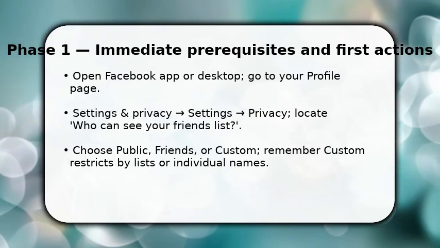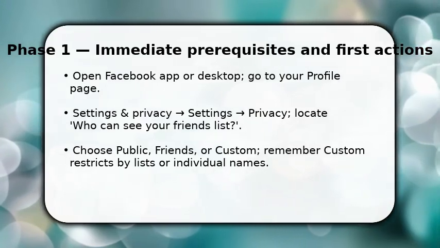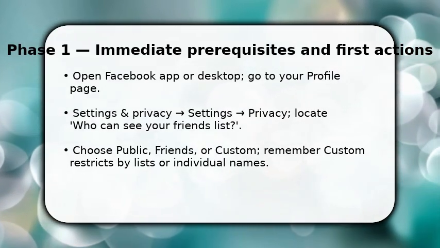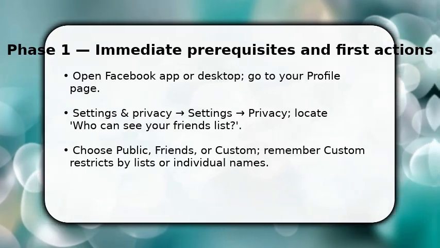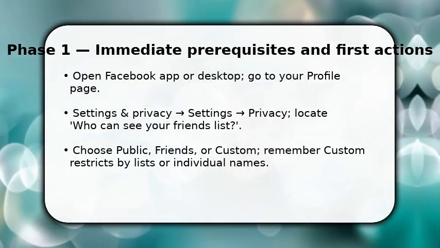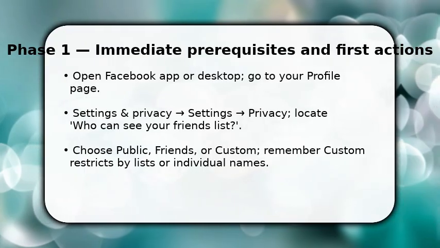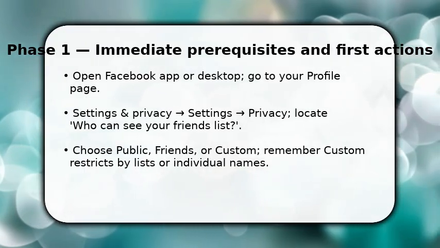Enjoy the video. You need to act now. Open Facebook on desktop or the app and go straight to your profile. Once there, tap Settings and Privacy, then Settings and find Privacy. This is where friend visibility lives. You'll see who can see your friends list.